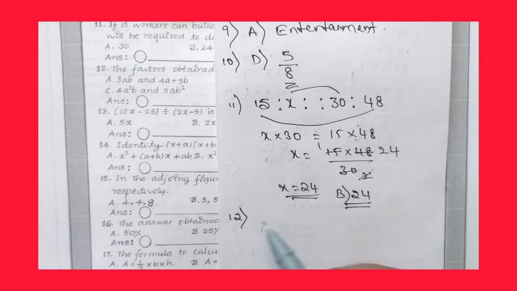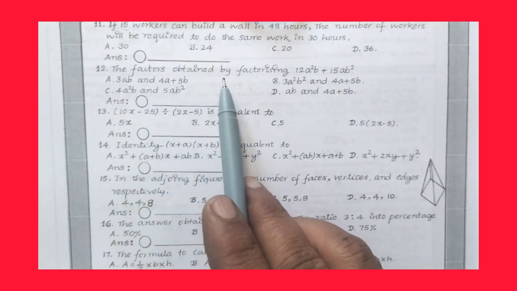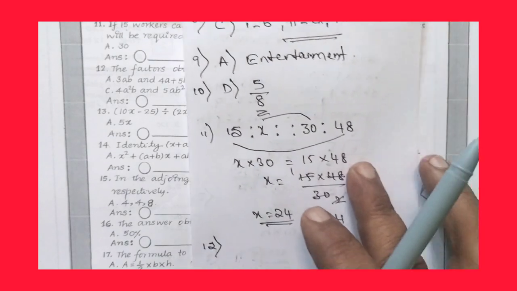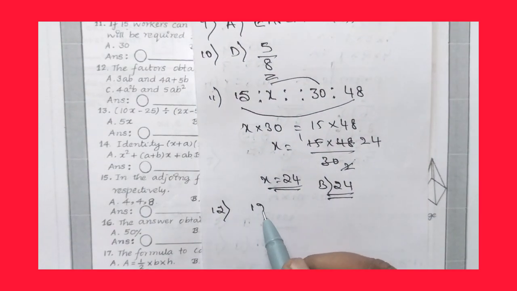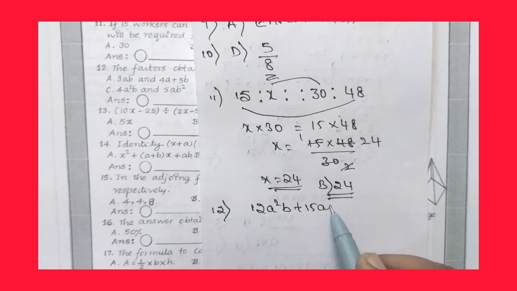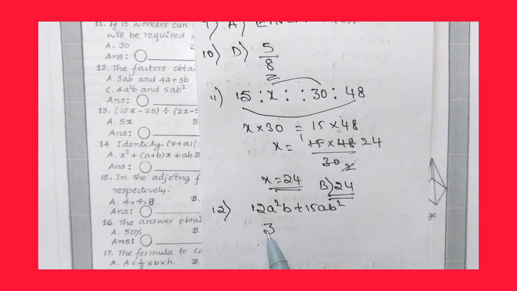So now let us move to the next, 12th question. The factors obtained by factorizing 12a square b plus 15ab square. So this we will factorize. 12a square b plus 15ab square is given. So 12 and 15 come under the table of 3.